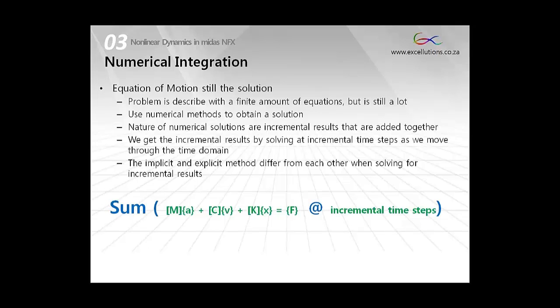Numeric integration is really at the heart of finding a solution for our equation of motion. Because we have a mesh, our problem will be described by a finite amount of equations, but it's still a lot. And therefore we will use numeric methods to obtain the solution. The nature of the numeric analysis is that we will use incremental results right through the domain, and we will add them together at the end. It's really the big difference between the implicit and explicit methods, because they go about approaching the incremental results differently.